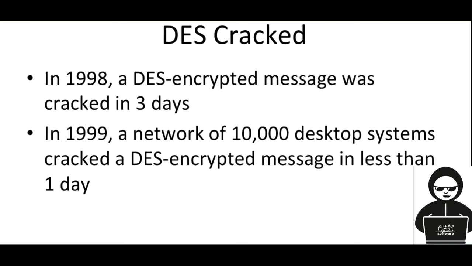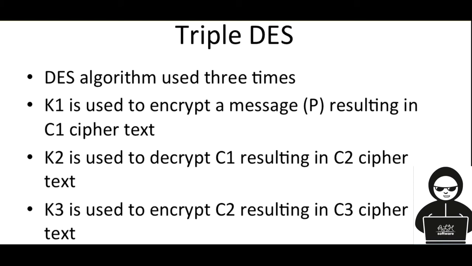In 1998, DES was effectively broken when a DES encrypted message was cracked in 3 days. A year later, a network of 10,000 systems around the world cracked a DES encrypted message in less than a day. And it's just gotten worse since then, with modern computing power being what it is. Since DES was broken and the writing was on the wall for a little while, we knew we needed something else. So along comes triple DES.